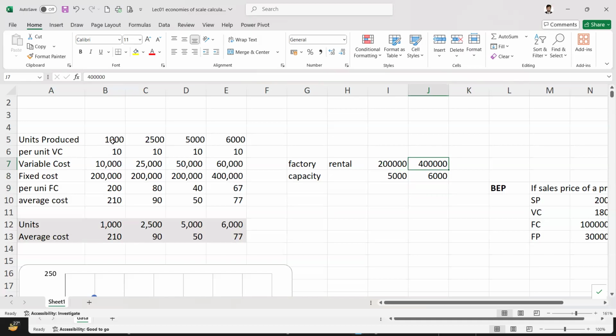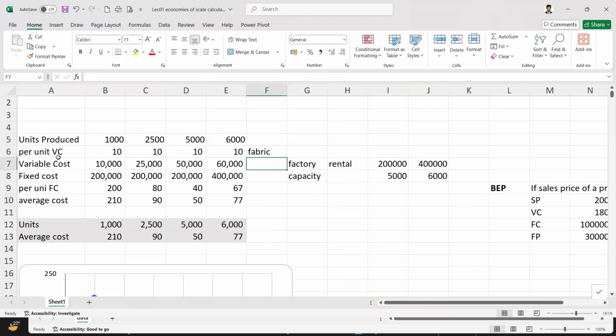So now, when the capacity is limited, when you are producing 1,000 units, your fixed cost remains 200,000. When you are producing 2,500, your fixed cost remains 200,000. When you are producing 5,000 units, your fixed cost is 200,000. But when you are going beyond your capacity, you have to rent one more factory and your fixed cost will increase to 400,000.